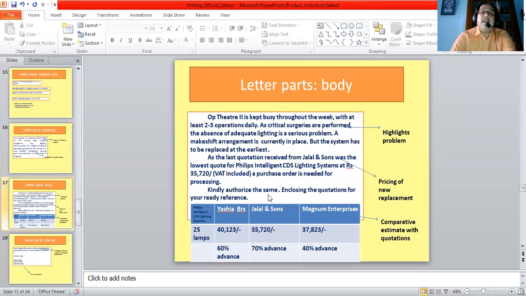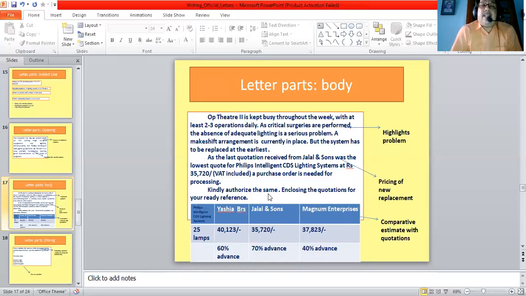Now the body of this letter, which will give further details about this issue. Operation Theatre 2 is kept busy throughout the week with at least 2 or 3 operations daily. As critical surgeries are performed, the absence of adequate lighting is a serious problem. A makeshift arrangement is currently in place, but the system has to be replaced at the earliest. So, as various surgeries are performed regularly over there, and it's a busy place, you need a proper lighting system in place, and without the system, naturally, it is creating various difficulties.